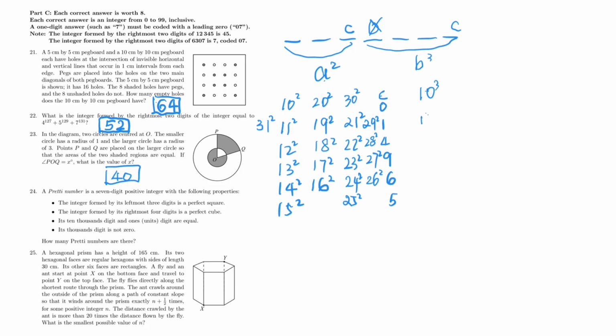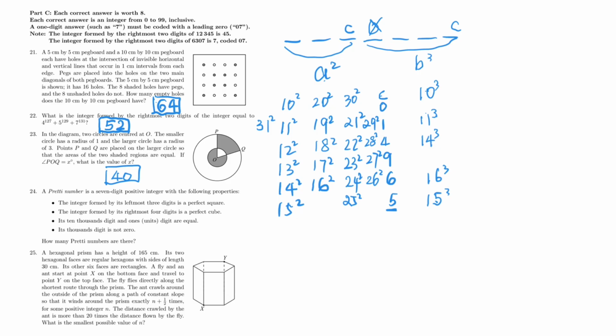11 cubed, the 1s digit is 1. 12 cubed, the 1s digit is 8, so no. 13 cubed, the 1s digit is 7, no. 14 cubed, the 1s digit is 4. 15 cubed, the 1s digit is 5, so I put it on the bottom. 16 cubed, the ones digit is 6, so the cube of 6 always ends in 6. 17 cubed, that is 3, so no.